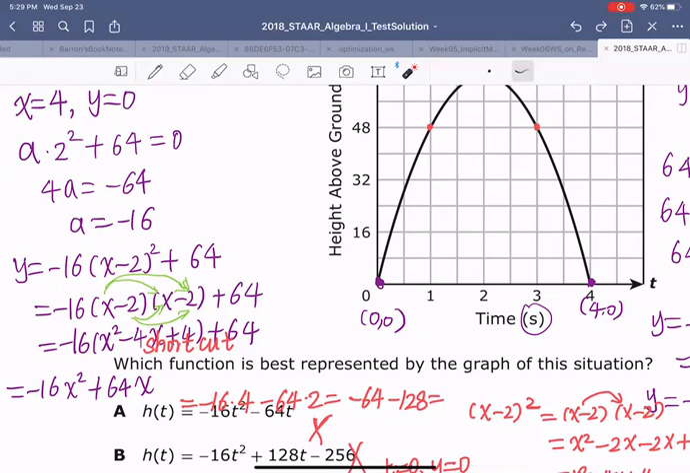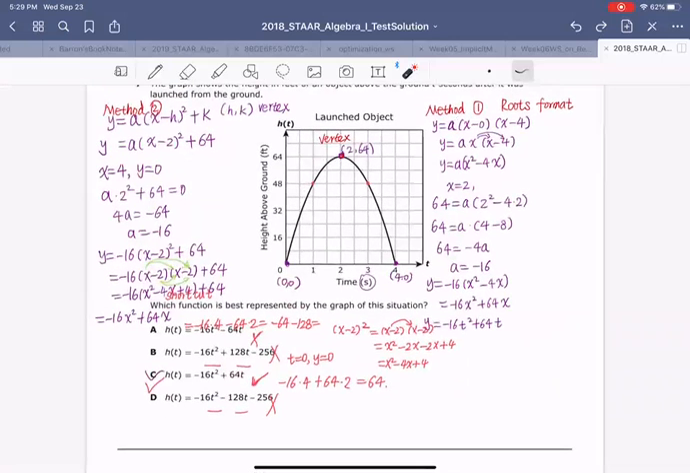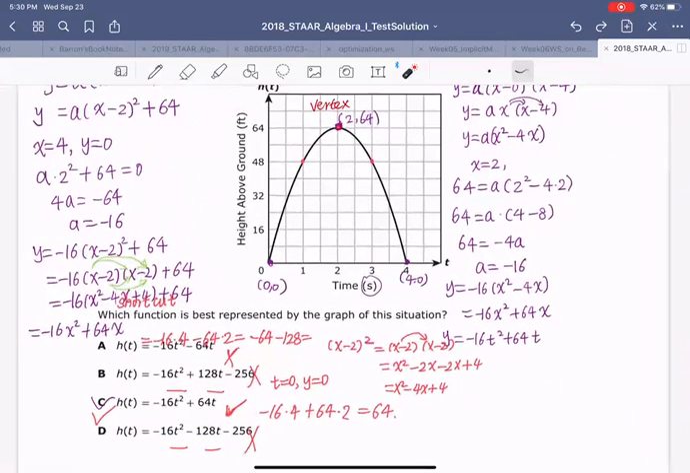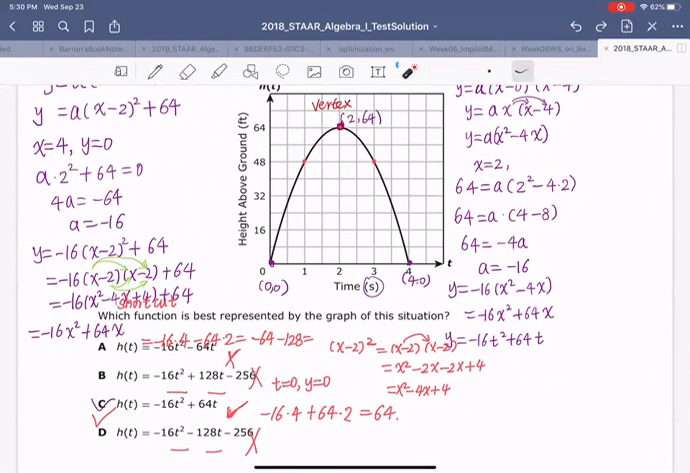Did you get it? Yes. You got this answer, right? Yes. Good job. Angela, did you get the same answer over here? Yes. Okay. Now, you see from this first method, roots format, and from the second method, vertex format, you both get the same answer, which is C, right? Yes. Good. Now I'm going to teach you the last method. 3 different ways to solve the same question.